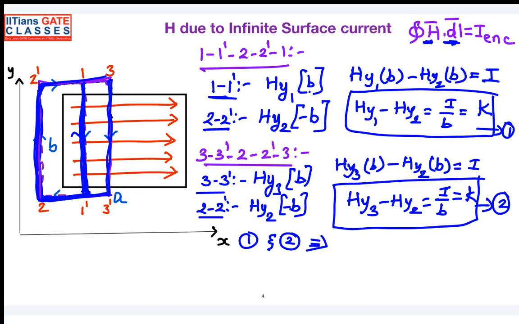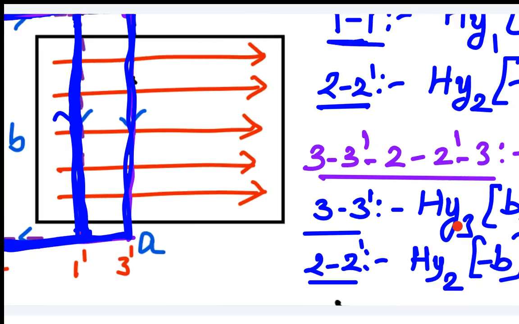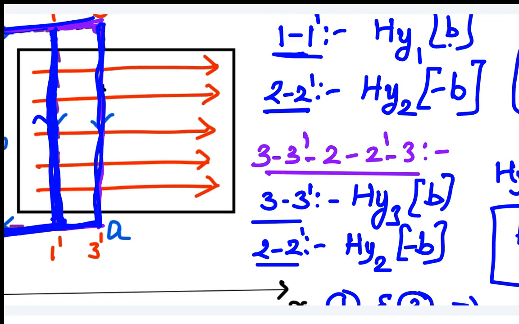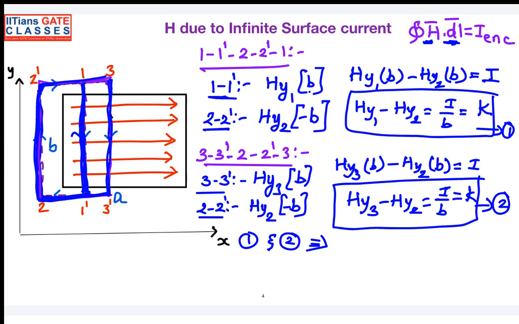So see equation 1 and equation 2. You are going to get one conclusion. Hy1 minus Hy2 is equal to K, and here Hy3 minus Hy2 is equal to K. So when you compare both, you can say that Hy1 is the same as Hy3. That means whatever the magnetic field when you are moving from 1 to 1 prime is the same magnetic field when you are moving from 3 to 3 prime.